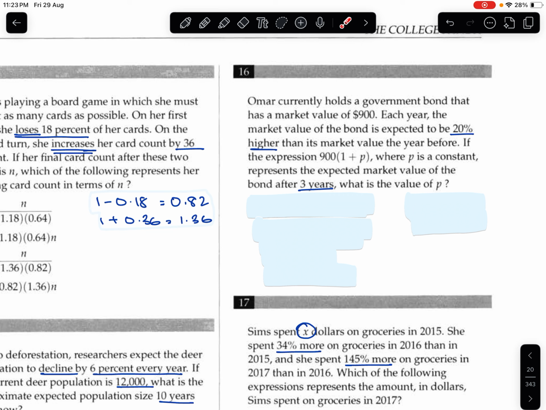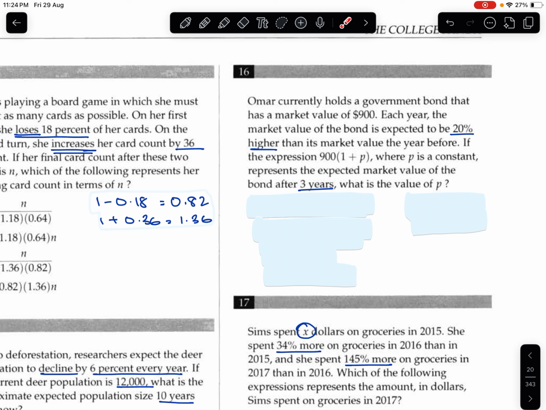Let's take a look at question 16 now. Omar currently holds a government bond that has a market value of $900. Each year, the market value of the bond is expected to be 20% higher than its market value the year before. Classic compound interest question. If the expression 900 times 1 plus p, where p is a constant, represents the expected market value of the bond after 3 years, what is the value of p?